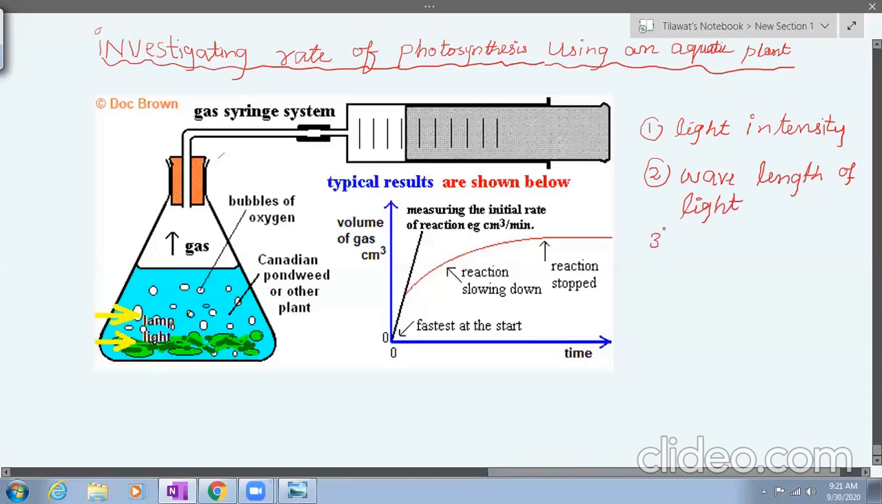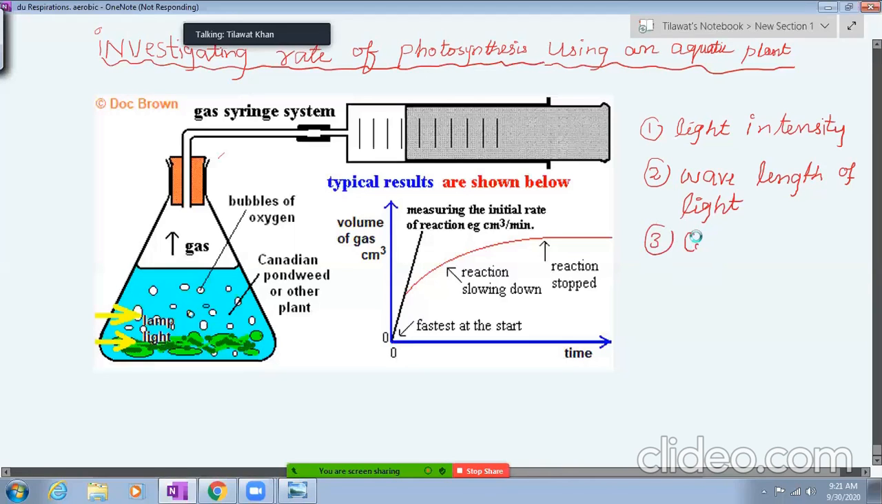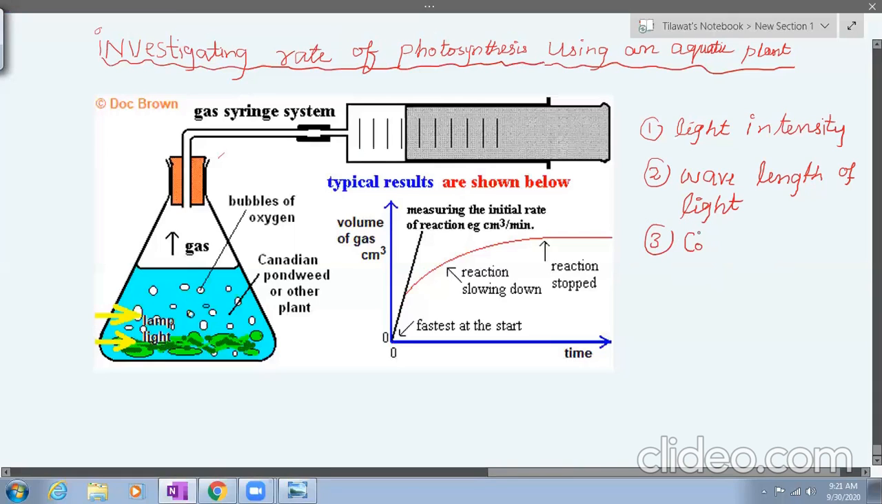Okay, third one we have concentration of carbon dioxide. Okay, and fourth one we have temperature. So if we are increasing or decreasing these factors, that is having an effect on the rate of photosynthesis, right?